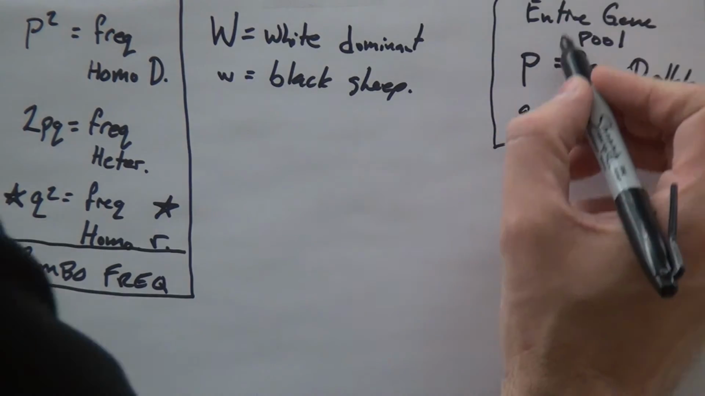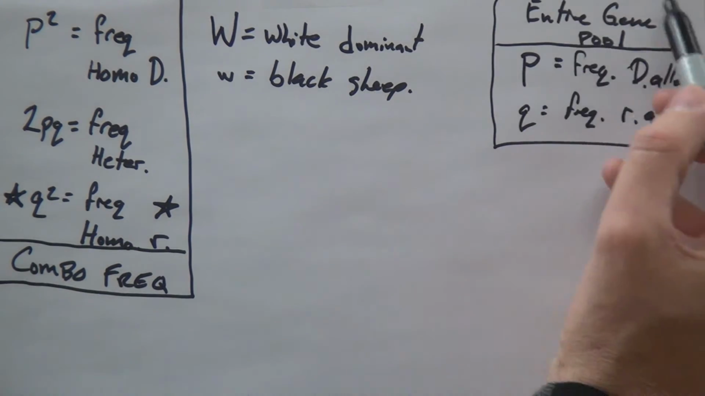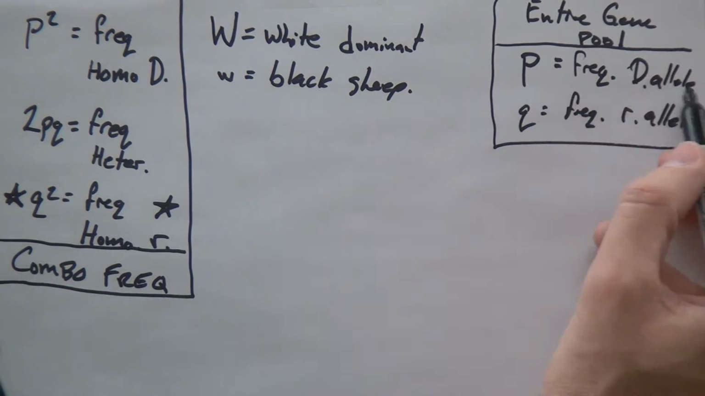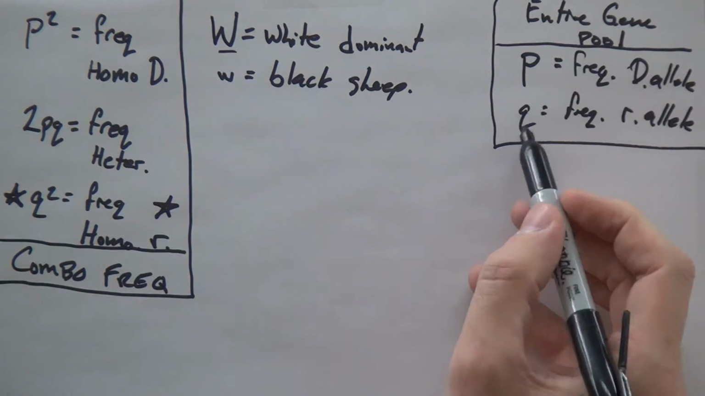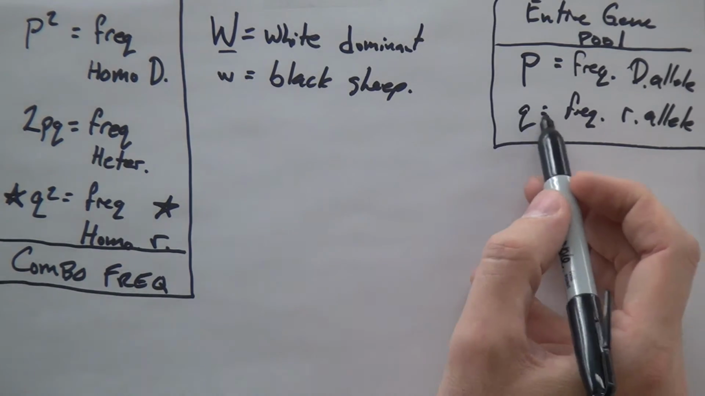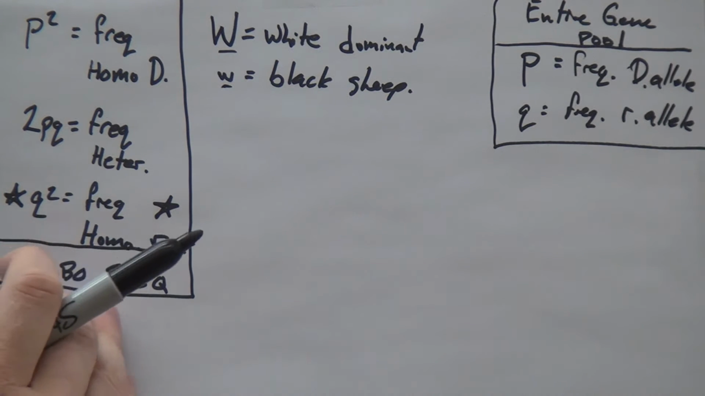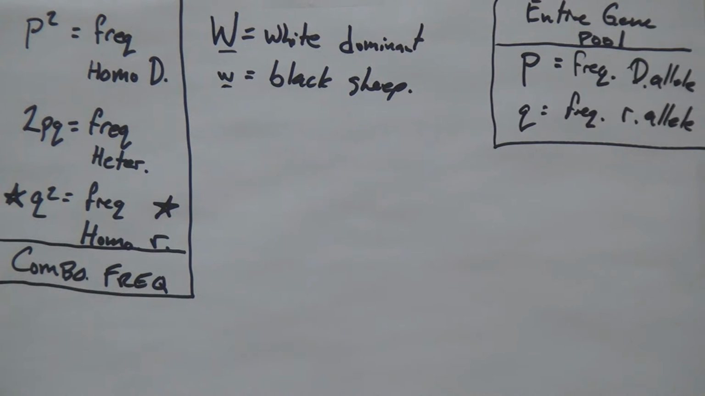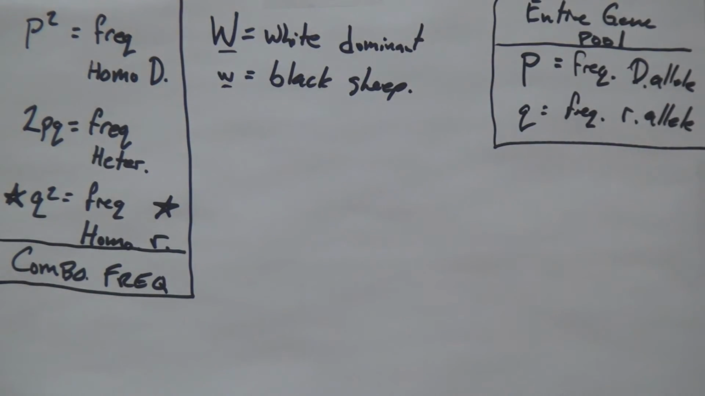So once again, I have categorized these two types of variables, if I can get the words out of my mouth. The entire gene pool: how many of the alleles are dominant, or the big capital W? And of the entire gene pool, how many are the recessive allele? In this case, black sheepedness. But this over here, this is the combination frequency. Okay? Now it's very important that you keep this in mind while we go through this problem.